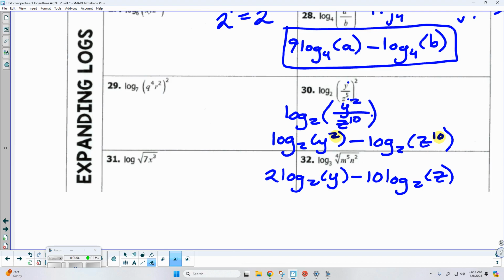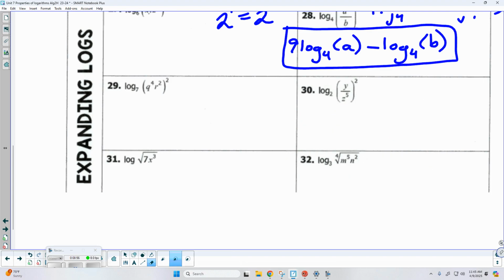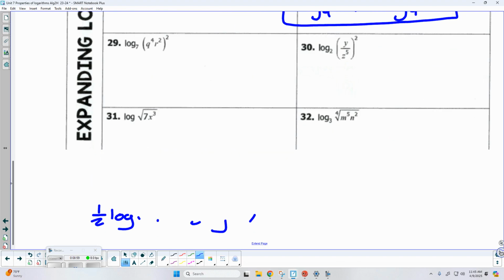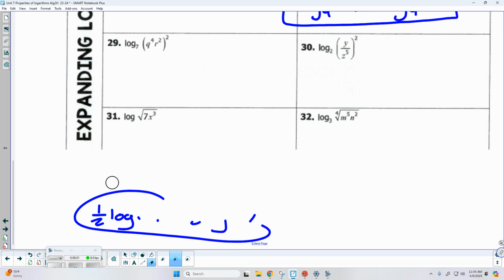All right. Now, number 32, I'm going to give you the opportunity to try it on your own, but I am going to get you started. That is not what I want. I want to erase this.